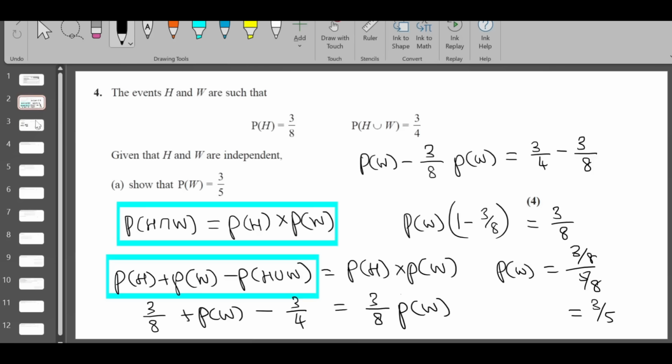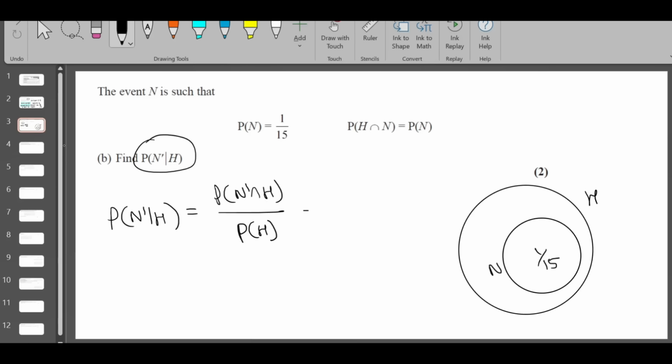Now we know P of H is 3 over 8. So let's put 3 over 8 at the bottom. So this whole H is 3 over 8. N complement is everything outside N, right? So the intersection of N complement and H will be only this part, inside H but outside N, right? So how do you find the probability corresponding to the shaded part? We know H is 3 over 8 and N is 1 over 15. So 3 over 8 minus 1 over 15. You calculate this, you will get the answer.